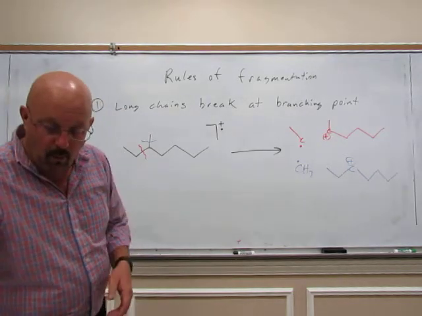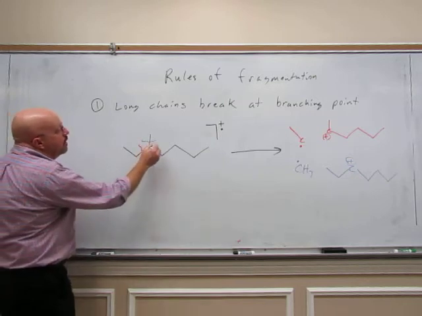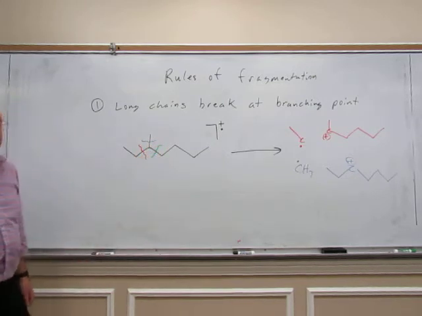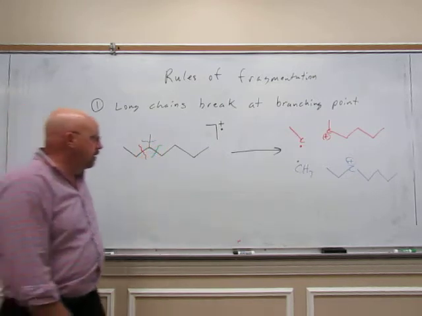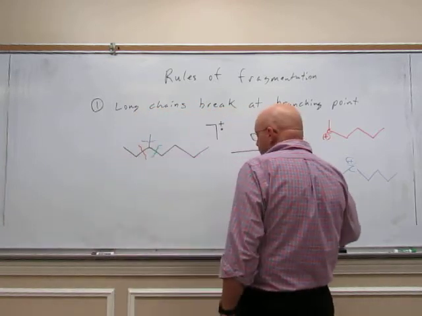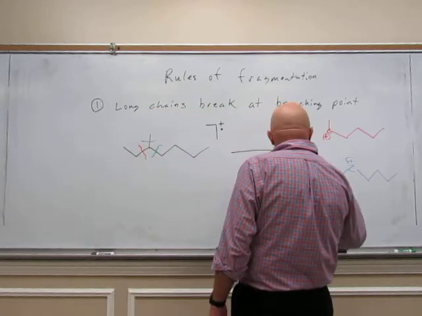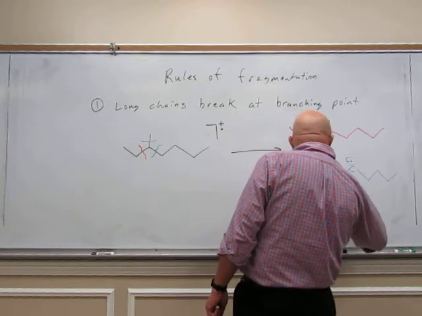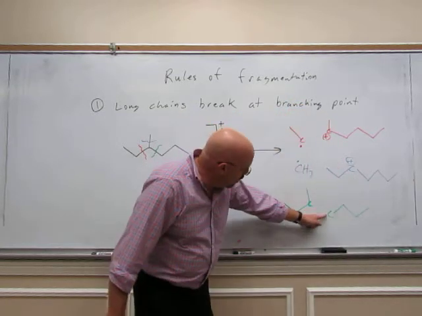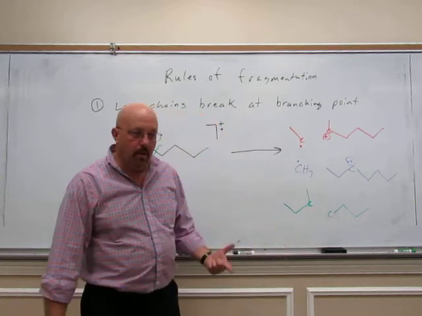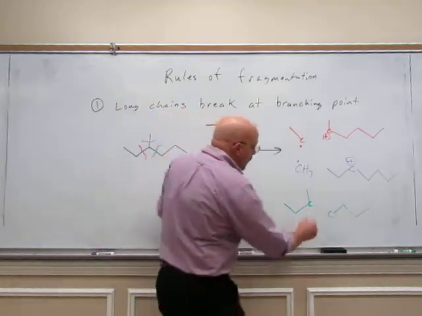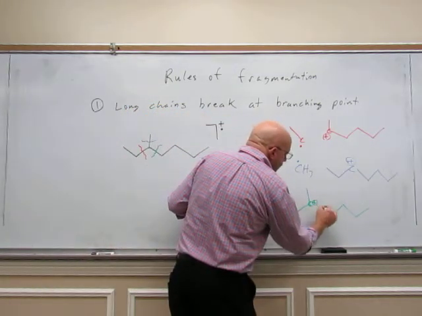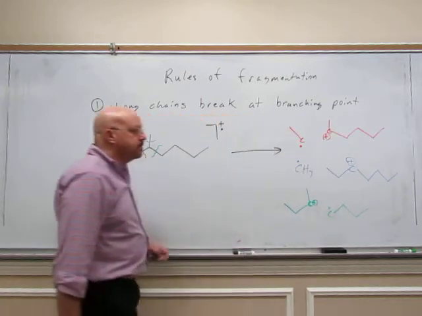Now, got one more place. I could have broken here, on the right side of that branching point. So I broke that bond. Again, one will be the radical, one will be the cation. We want the more stable cation, so it's going to go here, and this one will be the radical.